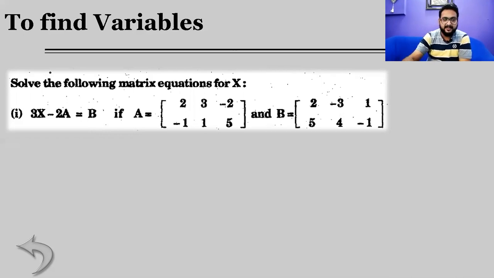Who is the variable here? First read the question here. Solve the following matrix equation for x. It means here we find the value of x. This is part of the requirement of the equation. Requirement number one, requirement number two.